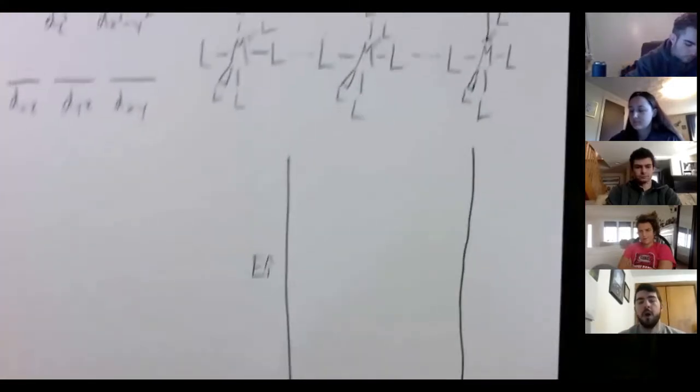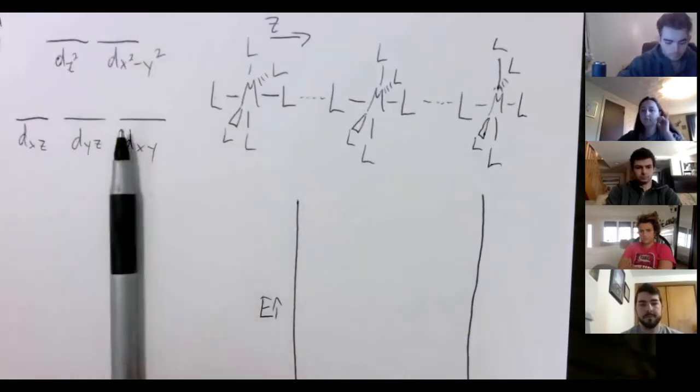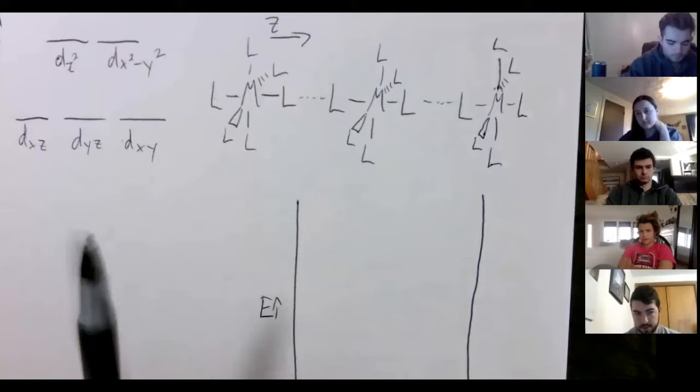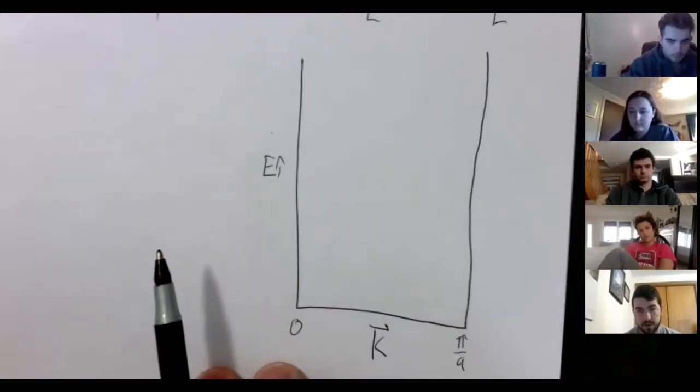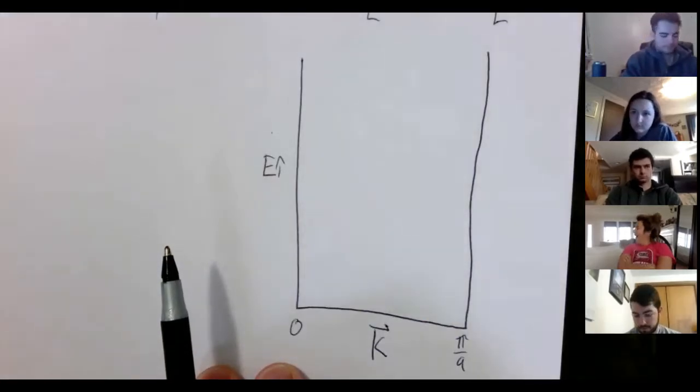And we said we just have a set of d orbitals. How many bands should we draw? Five. Yep, there should be five. They might overlap with one another, but there should be five. So you'll still draw them even if they're not being filled? Yes. Because they're still there. Okay.